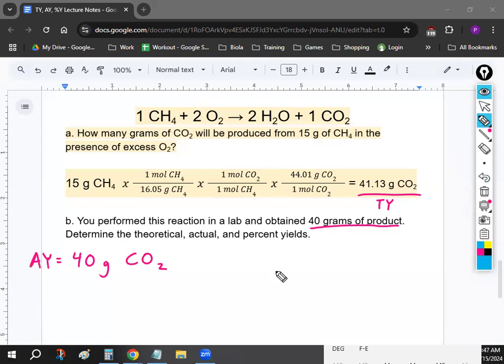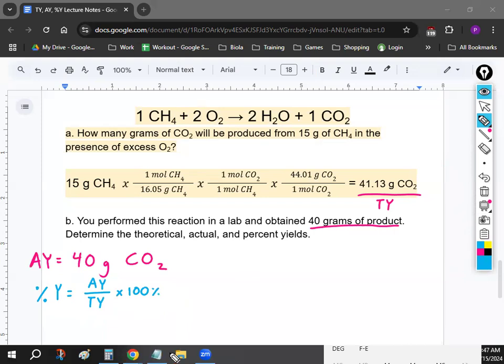All right, and the last thing that you're going to find today, and when we do our lab, you're going to find this as well, is something called the percent yield. And there's a formula for this. The percent yield is pretty simple. It's going to be your actual yield divided by your theoretical yield, and then you're just going to multiply that by 100%.